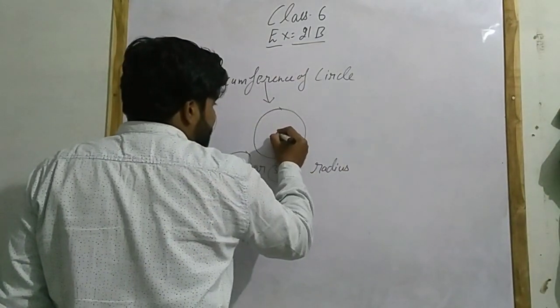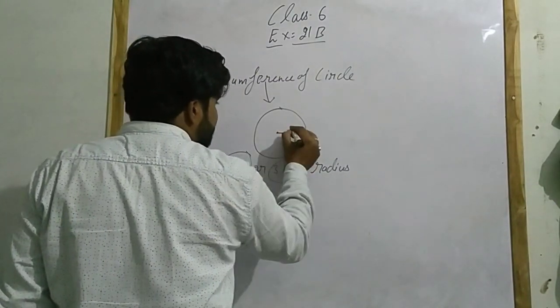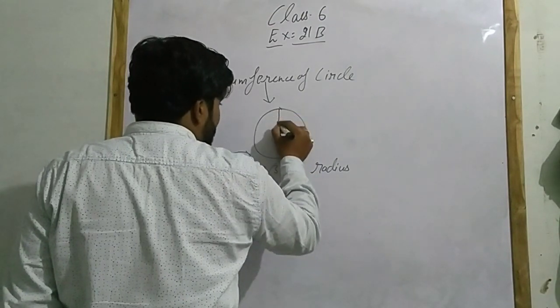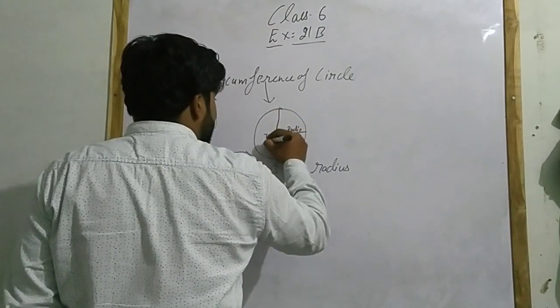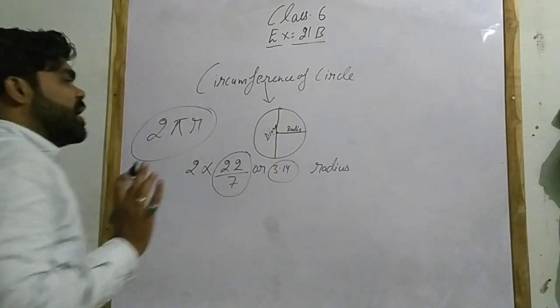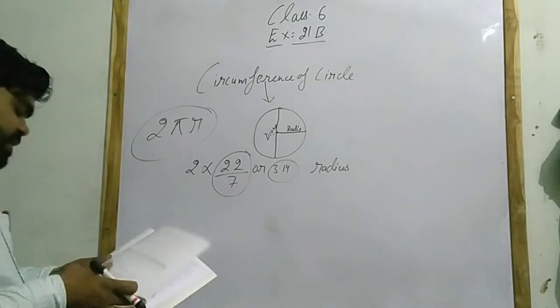This is the center of the circle. Half is your radius and full is your diameter. Right? Now let's come to the questions.